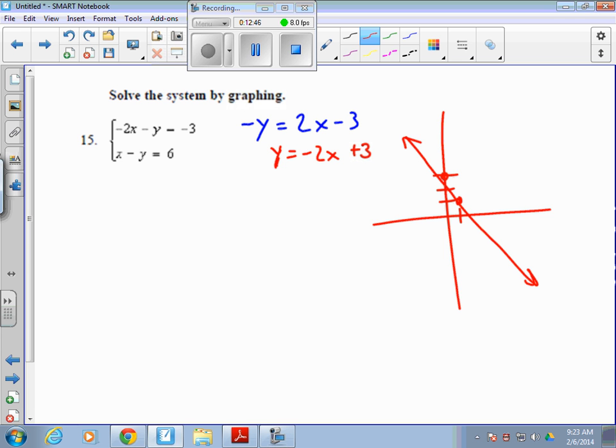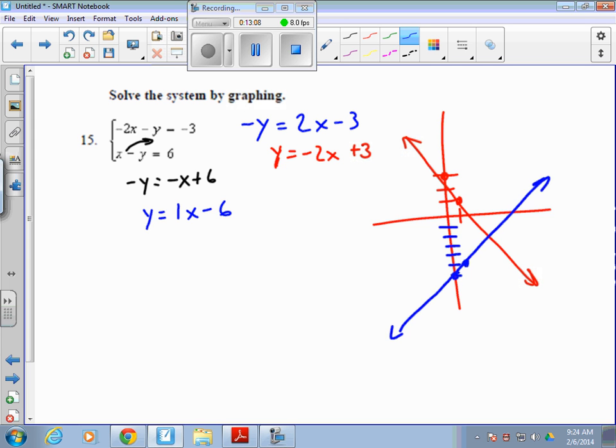The other equation, when you move x over, you get negative y equals negative x plus 6. When you divide by negative 1 on both sides, you get y equals negative divided by negative is a positive 1x minus 6. Start at negative 6. Slope tells you to go up 1 and over 1 right there, and your equation will look like that. So if you were solving this, you would be interested in that point right there. It's xy value.